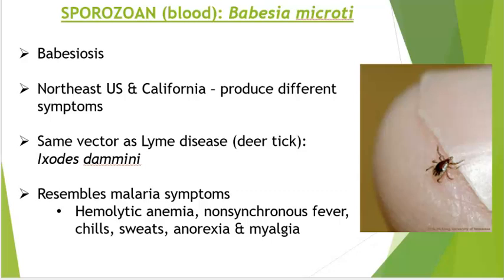It is the deer tick, Ixodes dammini, and some symptoms can resemble symptoms of malaria. Some of those things are hemolytic anemia, which can be associated with Babesia. You can have asynchronous fever, and chills, sweating, anorexia, and myalgia. And myalgia is associated with pain in your muscles.